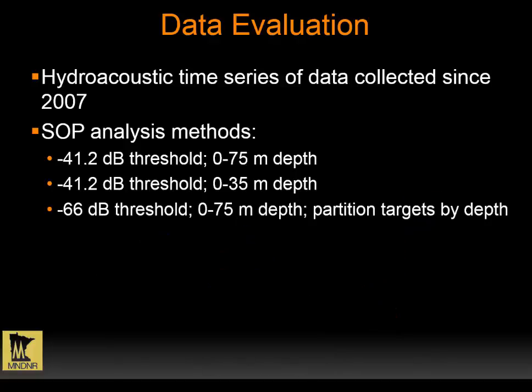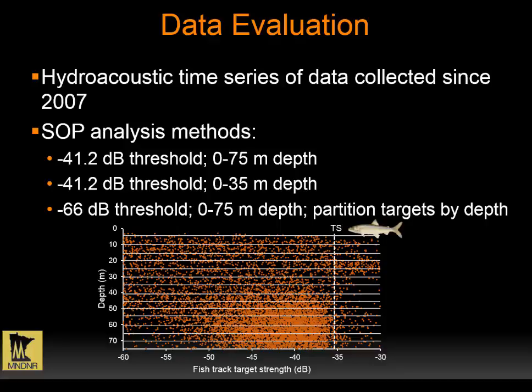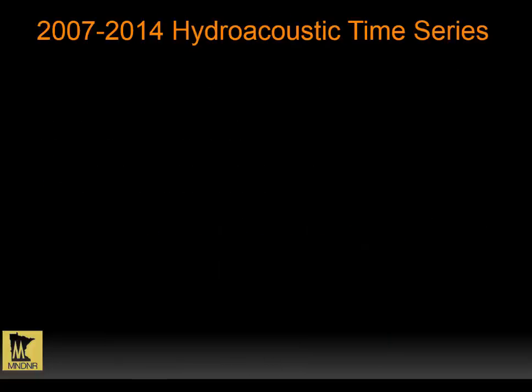And then lastly, we applied a very low threshold, a negative 66 decibel threshold, which incorporates the backscatter from all species. We went down to 75 meters, but we partitioned the targets out by depth. Here's our cutoff for spawning size Cisco, and we looked at 5 meter depth increments and set up a ratio of how many spawning size Cisco are in each depth interval versus all other fish. This method is very similar to what Daniel does when he analyzes Lake Superior data.